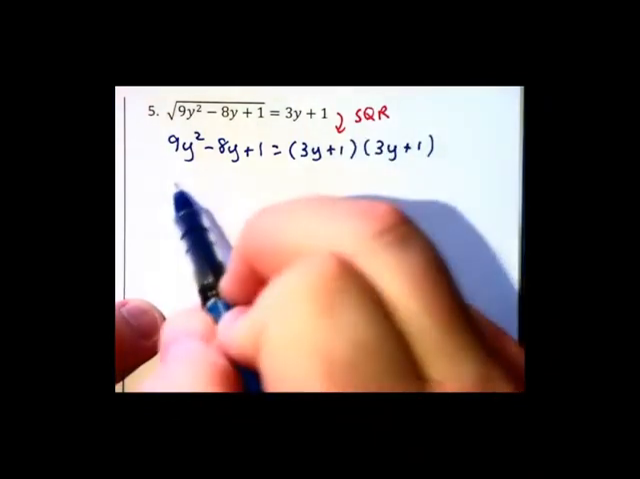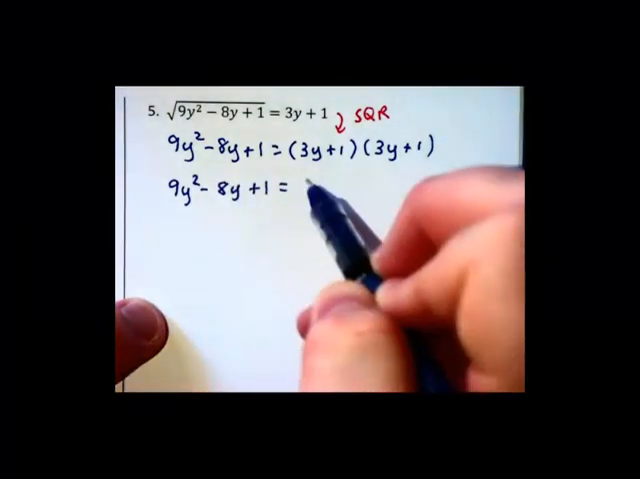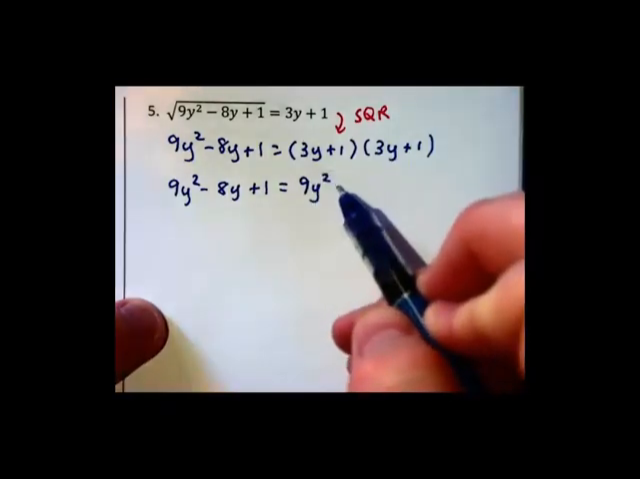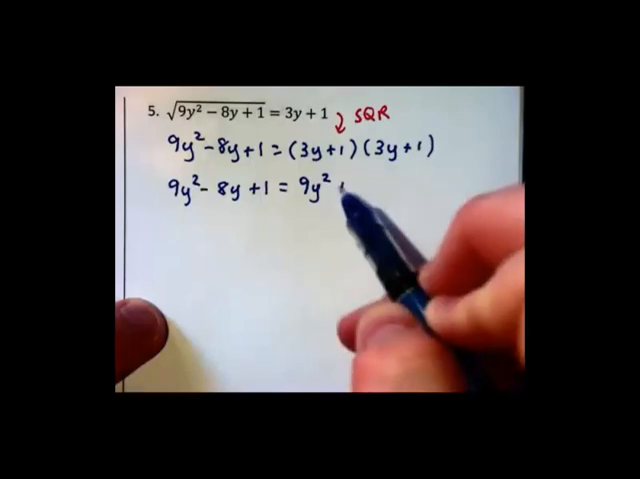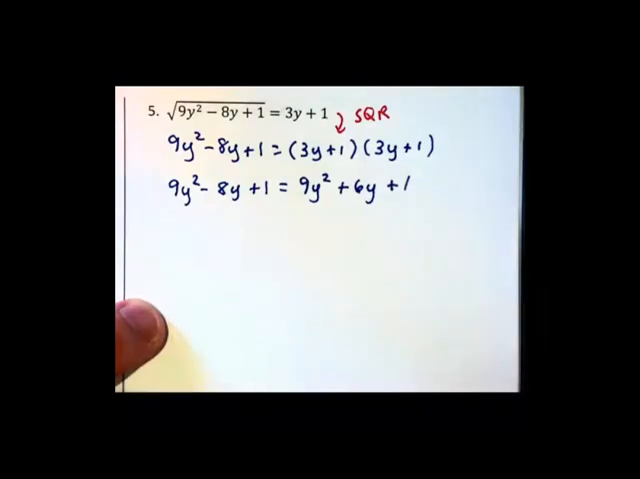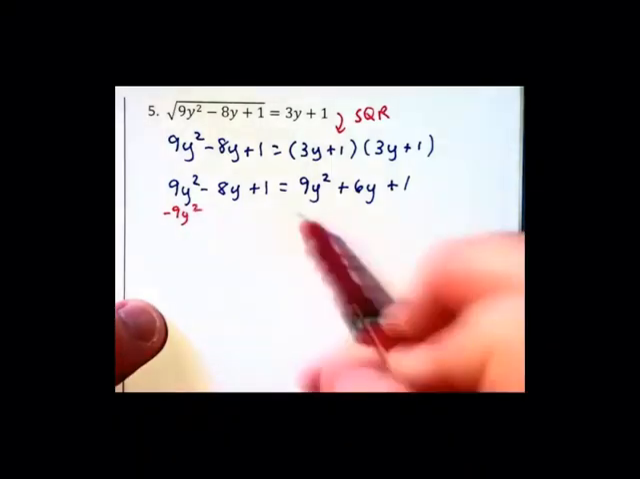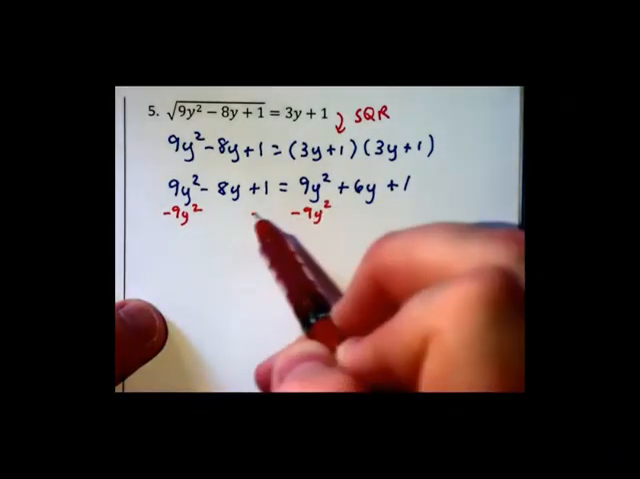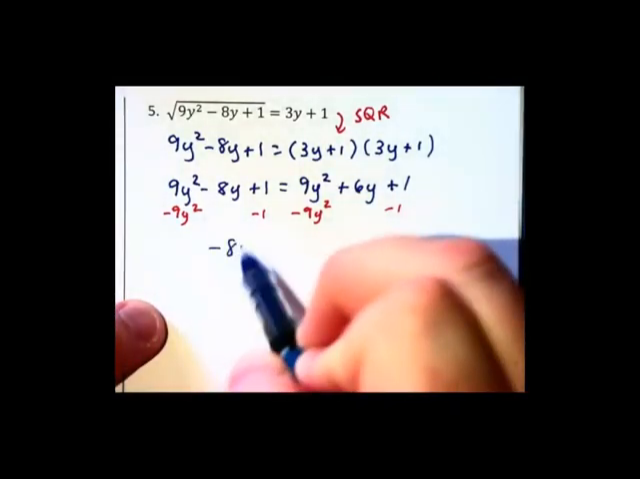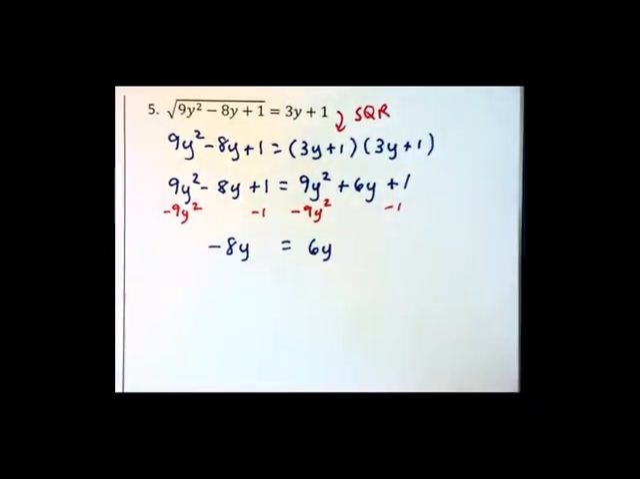So I'm going to leave the left side as it is, just copy it down again to the next line. And on the right, we're going to have 9y squared, the first term of FOIL. We're going to have a plus 3y and a plus 3y, inner and outer, making plus 6y. And the last term of FOIL, 1 times 1 is 1. Now, when we go to solve this, getting all the y squareds to one place, hey, these 9y squareds cancel out. And it turns out the 1's will cancel out also. And you're left with negative 8y equals 6y. Now that looks a little bit strange, but it is okay.